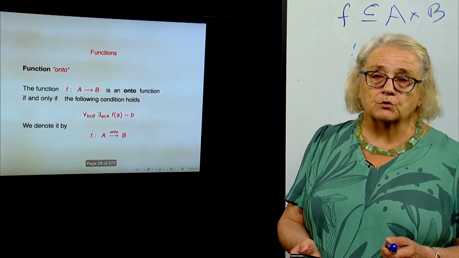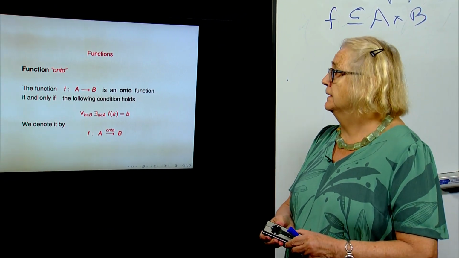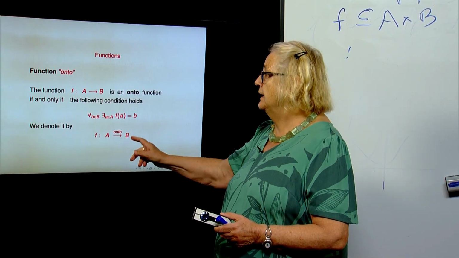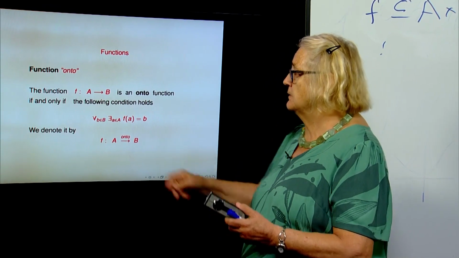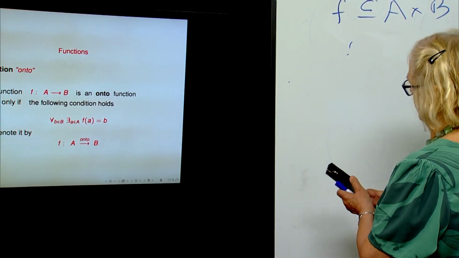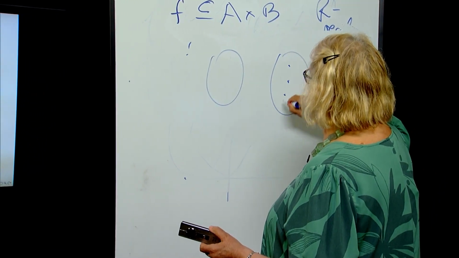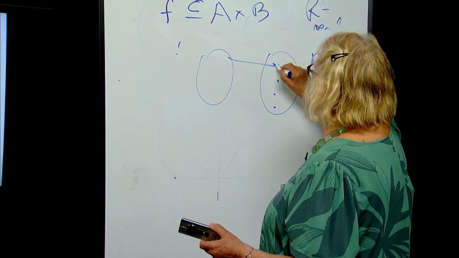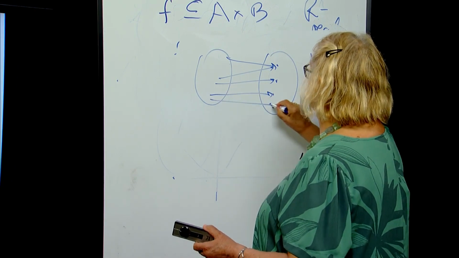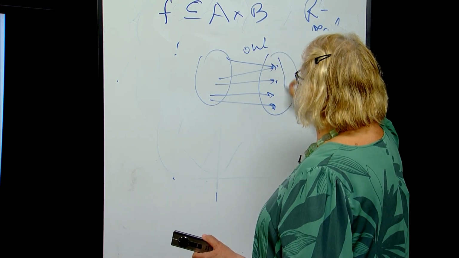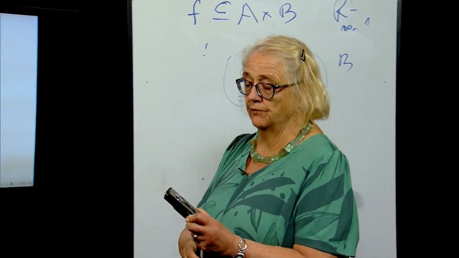Another important notion is the notion of the function onto. So f is onto if for all b in B there is an a in A such that f(a) = b. So it means a function is onto if arrows go somehow to all elements of B. So this is onto because all elements of B have arrows. So that is the notion of onto.